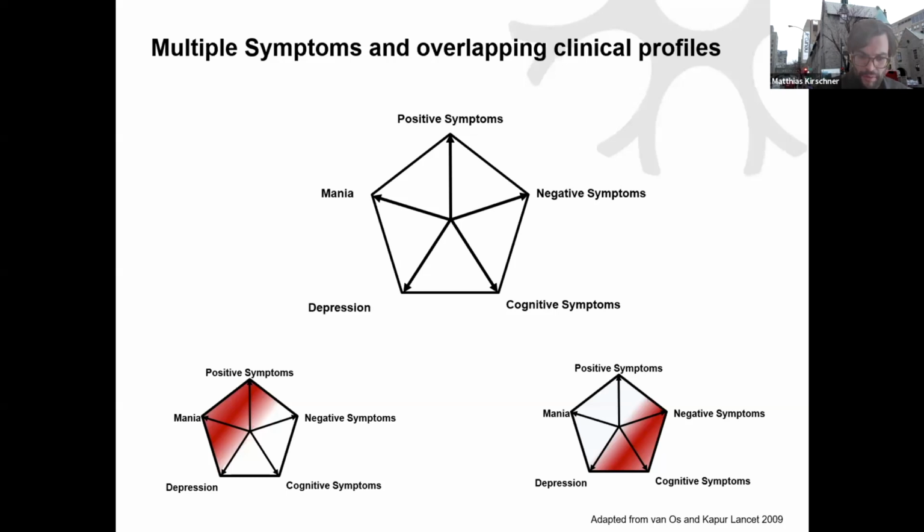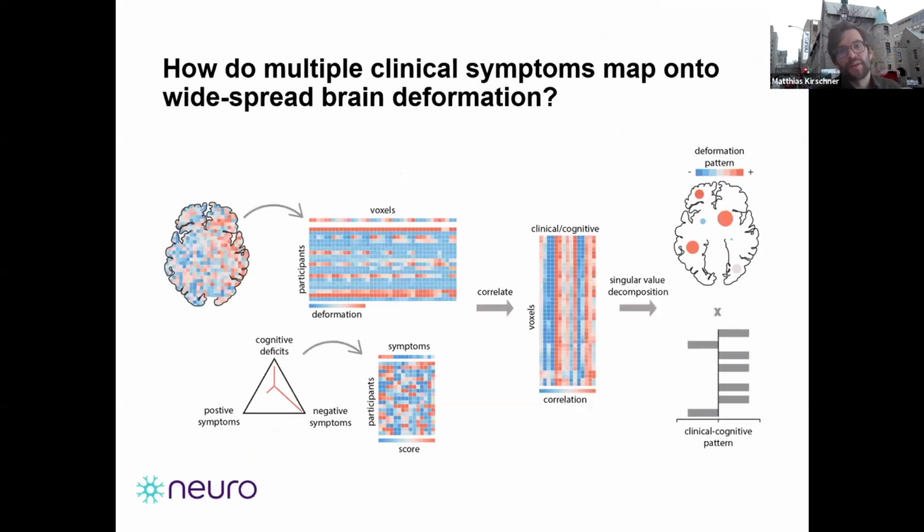In the project I want to present today, we asked the question: how do multiple clinical symptoms map onto widespread brain deformation? Instead of looking at one particular symptom dimension, like positive symptoms, negative symptoms, or cognitive deficits, we wanted to ask, if we look at the complex clinical profile of every patient, how does this relate to the complex and widespread brain deformation we have observed previously?